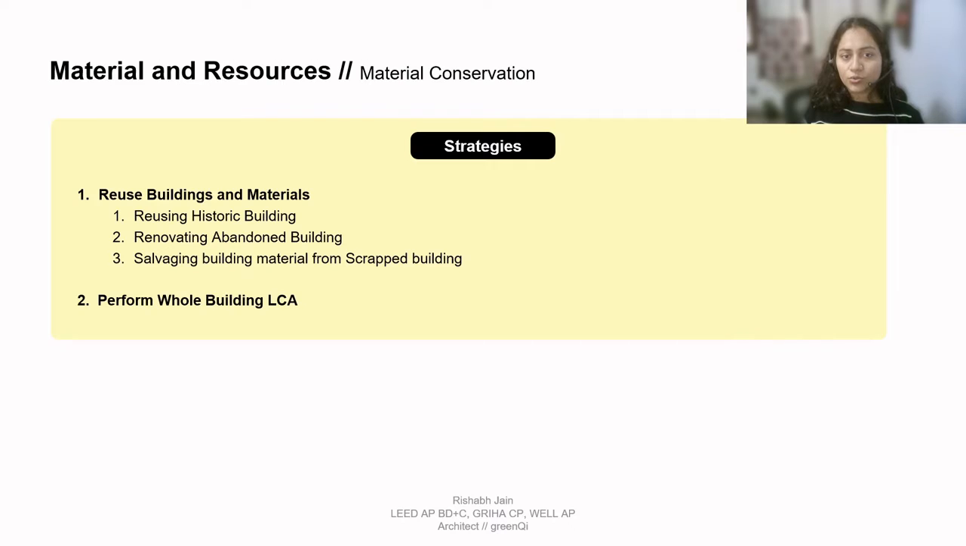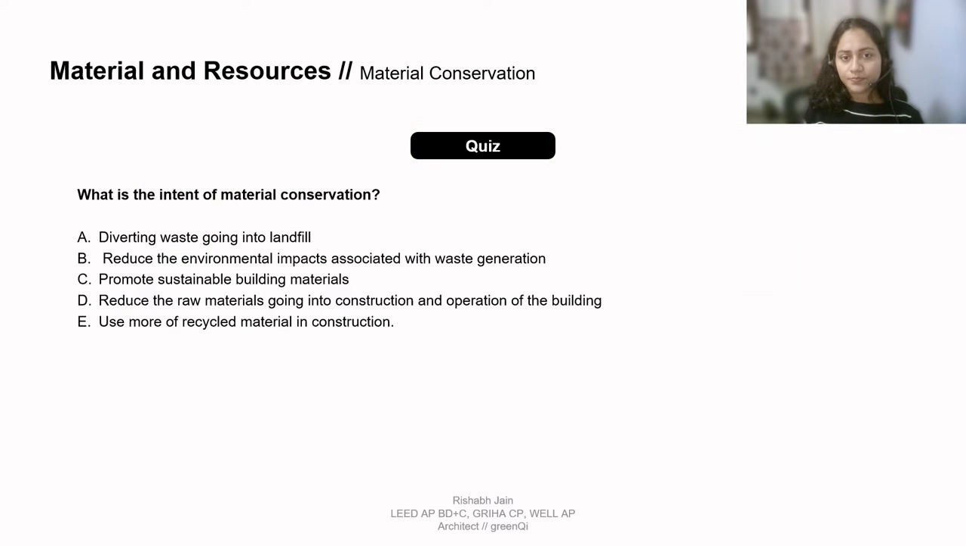So I think these strategies are important when we are talking about material conservation. And we briefly discussed reusing historic buildings, renovating abandoned buildings, salvaging building material from scrap, and performing a building life cycle analysis.